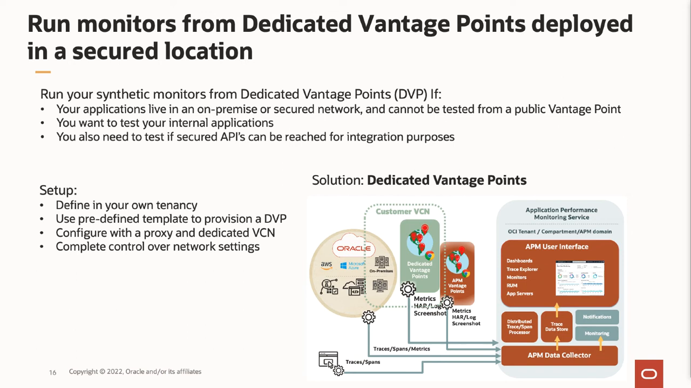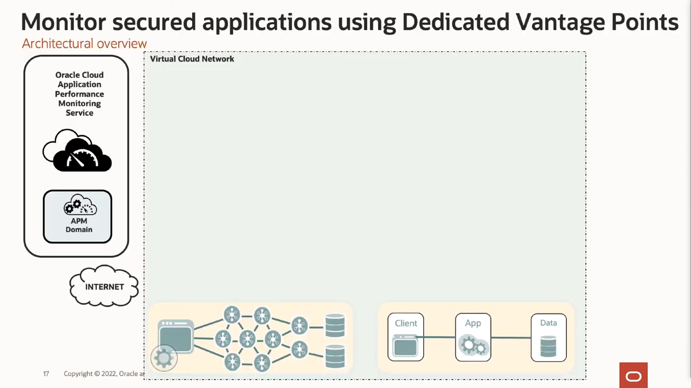You can set up a dedicated vantage point in your own tenancy by provisioning the template, which automates the deployment. By doing this, it will create a copy of the same public vantage point which we have in Oracle Public Cloud, but gives you full control on network setup to ensure the access to your secured application. Next, let's see the architecture of the setup.